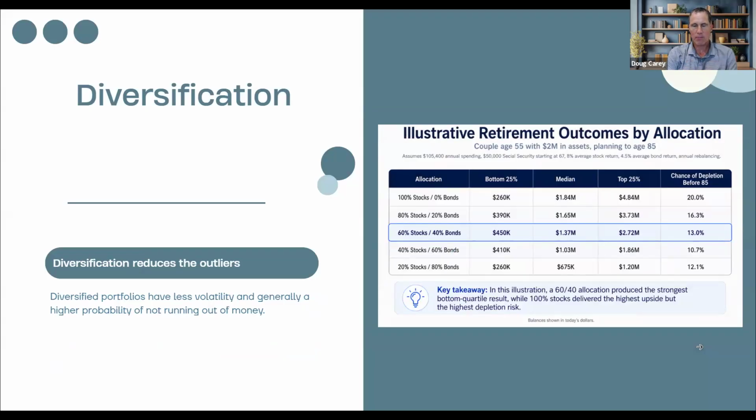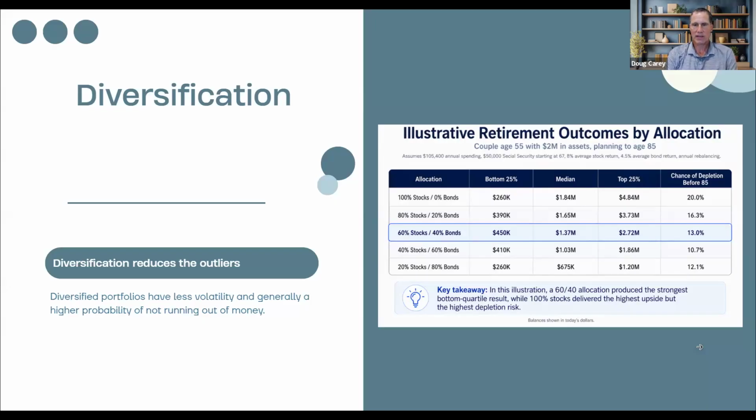there's this model portfolio where they're 100% in stocks. This couple's 55. They have 2 million in assets. They'll live to age 85. So it's a simple little portfolio I ran. And I wanted to see what happened if they were super aggressive. Well, guess what? No surprise, their median in the Monte Carlo simulations was the highest, but look at their probability of running out of money at some point. It's 20%. It's pretty high.